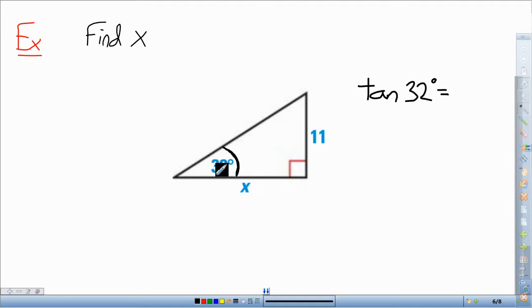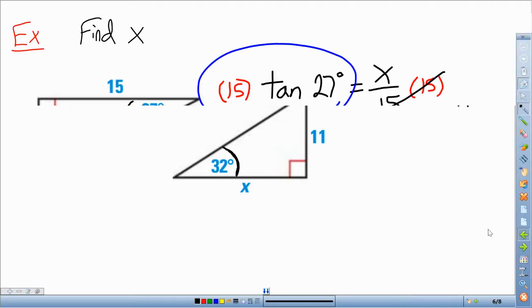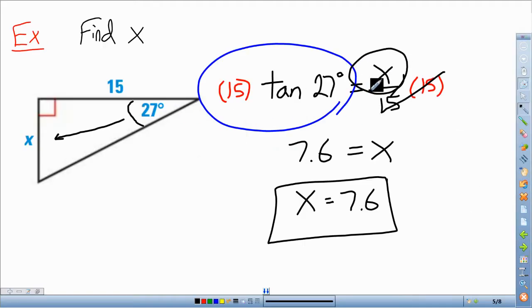What is the side length opposite our angle? It is 11. That goes up on top. What is the leg that's adjacent to our angle? The leg touching our angle is x. Okay, so here's the first thing I want you to notice. On this problem, our variable is ending up in the denominator. On the last problem, it ended up in the numerator.